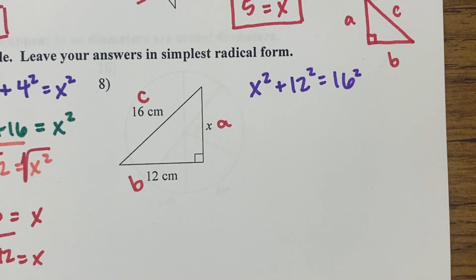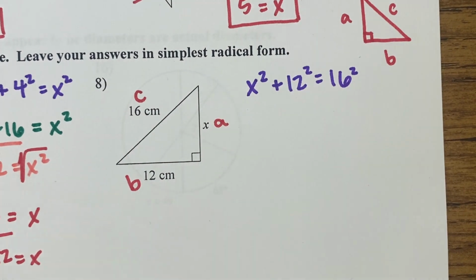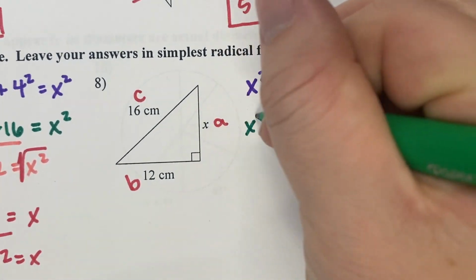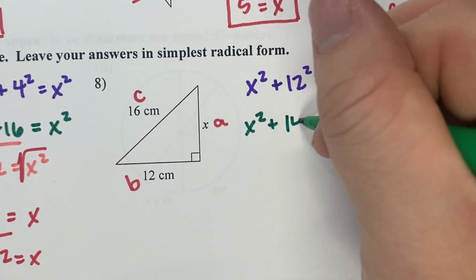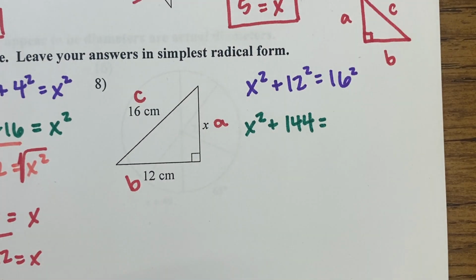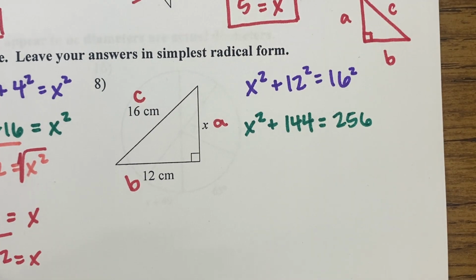Same thing. Let's get rid of these squares where we can. X squared, we can't square because we don't know what it is. So that stays X squared. 12 squared, or 12 times 12, is 144. And then 16 squared, or 16 times 16, is 256.